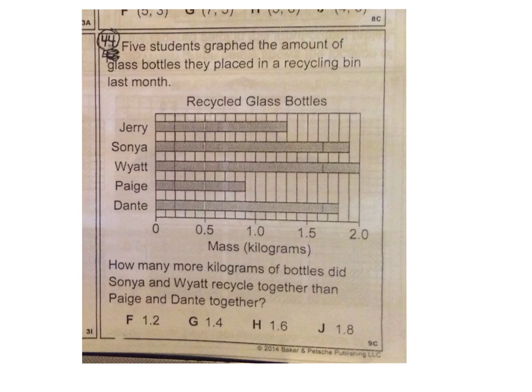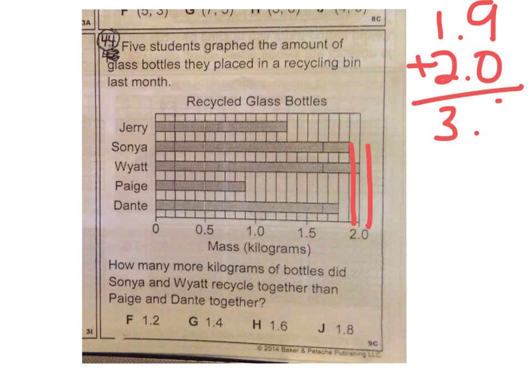Okay, number 44. 5 students graphed the amount of glass bottles they placed in the recycle bin last month. How many more kilograms of bottles did Sonia and Wyatt recycle together than Paige and Dante together? So what you're going to do first is figure out Sonia and Wyatt. Sonia looks like about 1.9, and Wyatt is right on the 2 point. So you take 1.9 and 2.0, add them up, and you get 3.9.